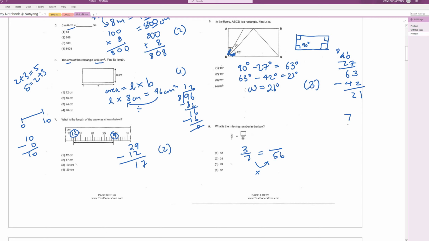We have 7, 14, 21, 28, 35, 42, 49, and 56. So 7 times 1, 2, 3, 4, 5, 6, 7, 8. So 7 times 8 gives us 56. So when we multiply the denominator, which means the number below, by 8, we must multiply the numerator by 8 as well. So 3 times 8 is 24. So the correct answer is number 2, 24 over 56.